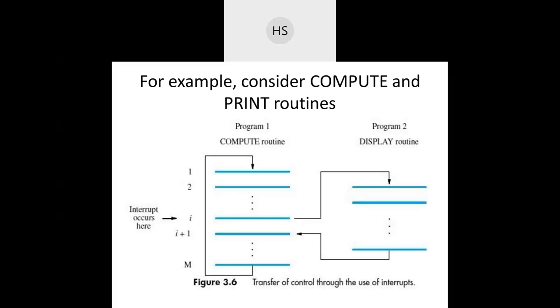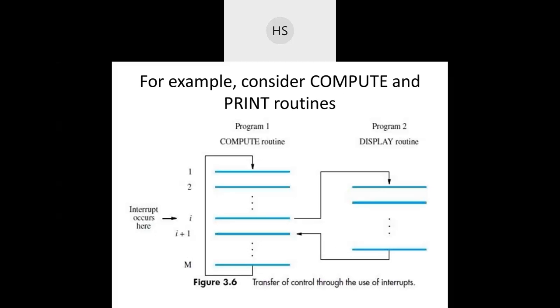So the interrupt occurs at instruction I. When it occurs at I, you are calling an interrupt, so it will go there, execute the display routine, and come back to I plus 1. The PC actually contains the address of instruction I. When it jumps from I to the display routine, it will store the PC content in the link register, because the PC will be incremented to I plus 1.